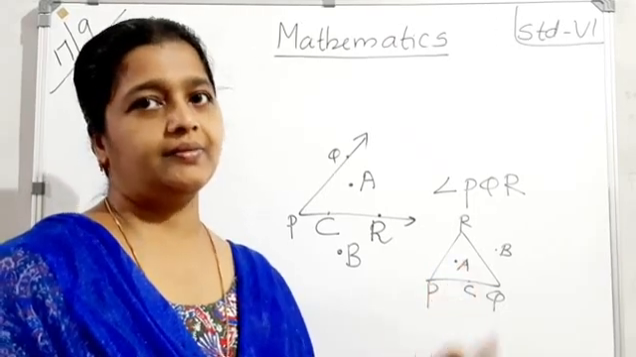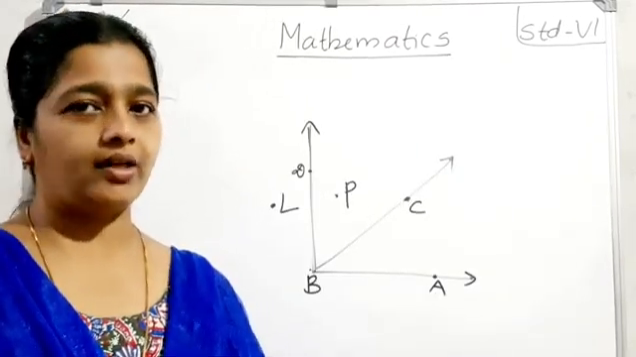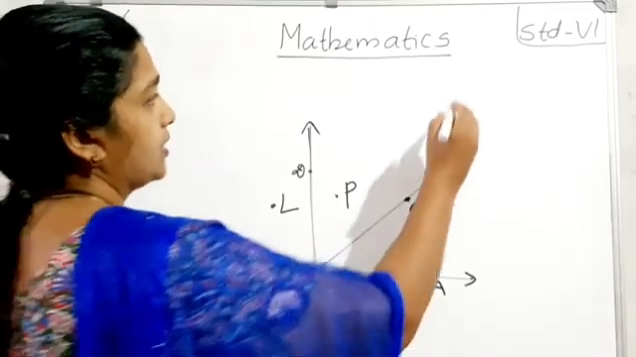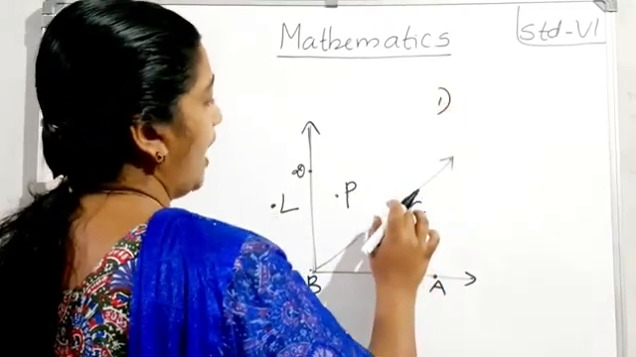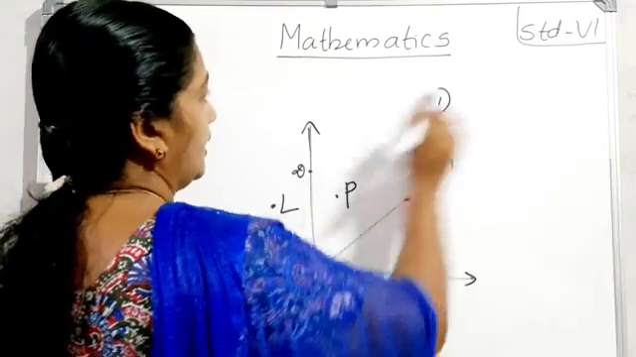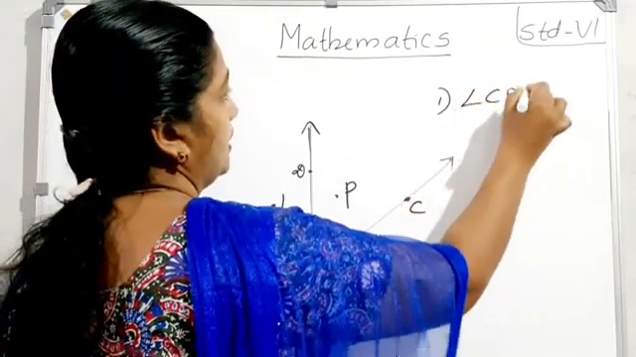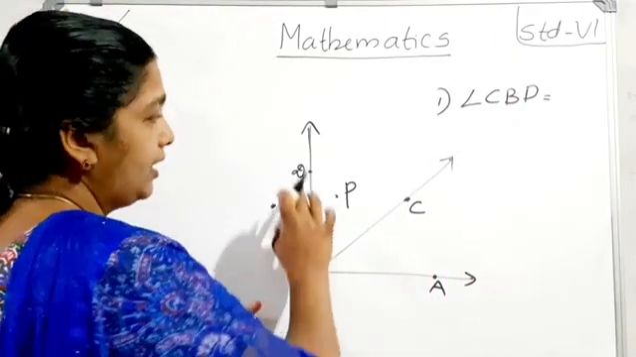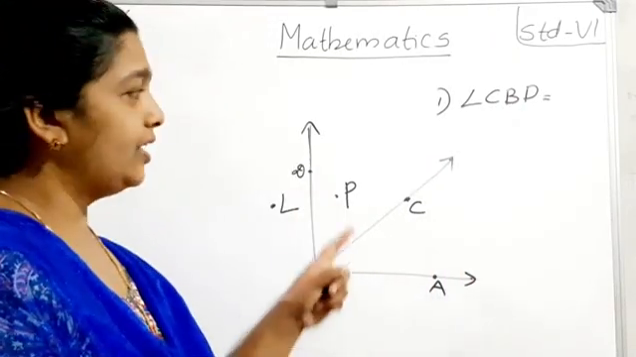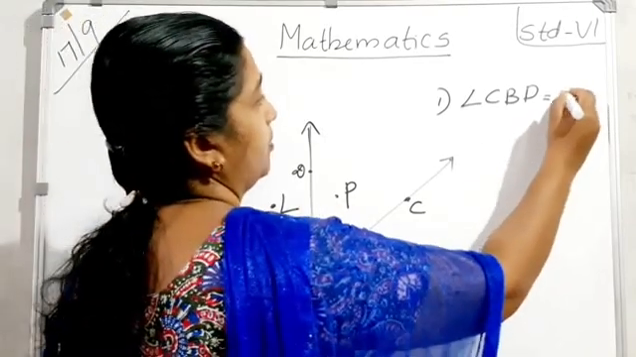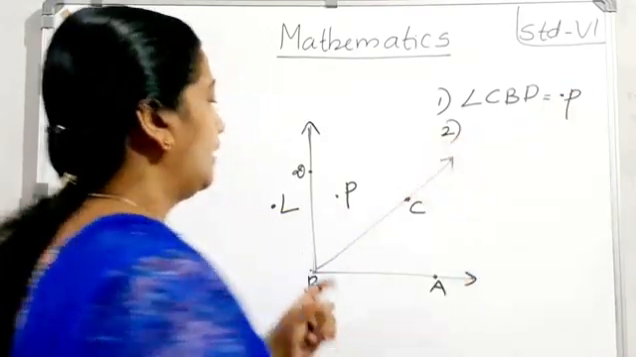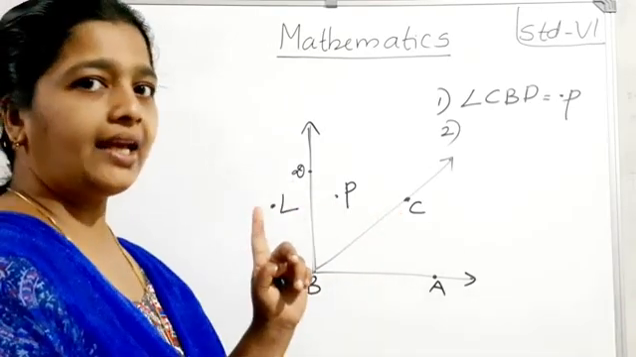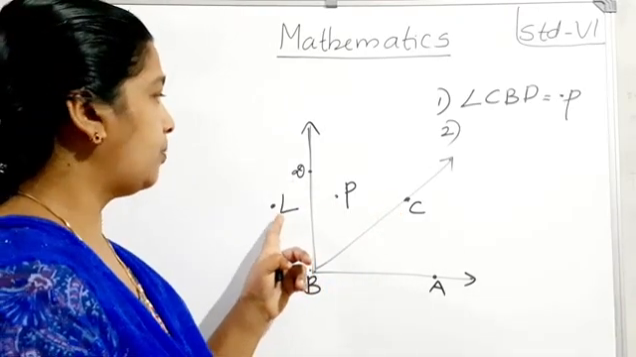Understand? Yes. Figure: identify the following points. First question, in the interior of angle CBD. Say the answer. In the interior of CBD, say the answer. Point P. Second question, in the exterior of angle CBD. Say the one point.